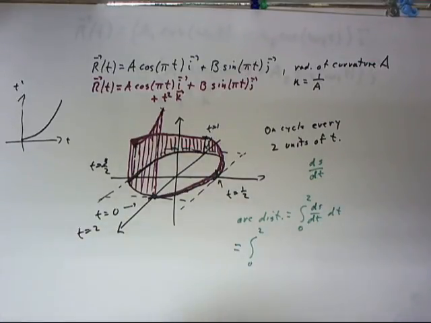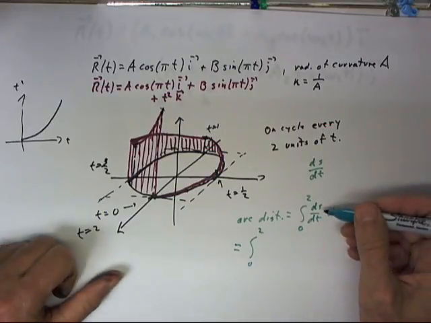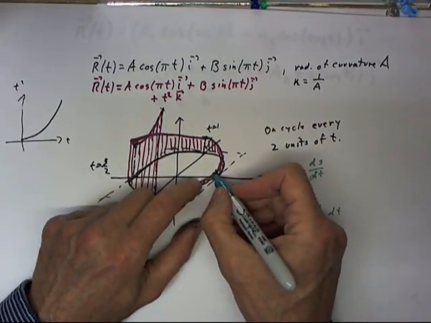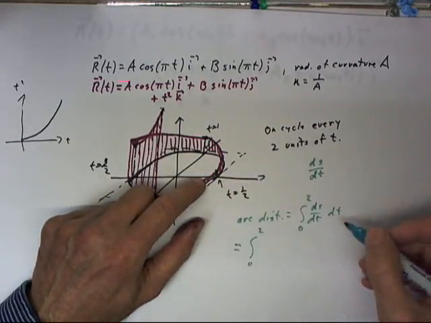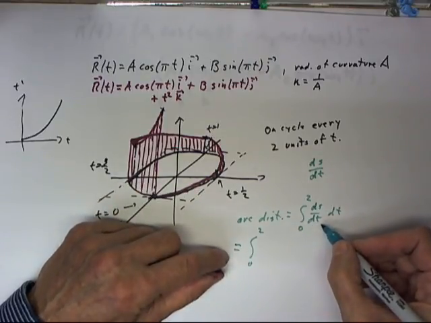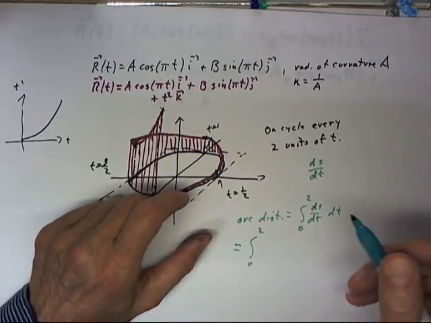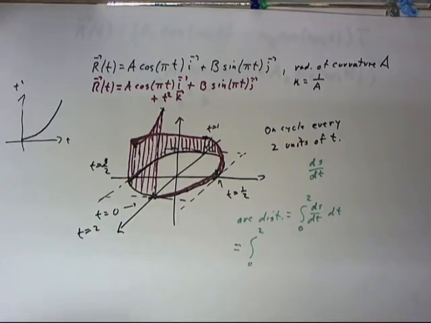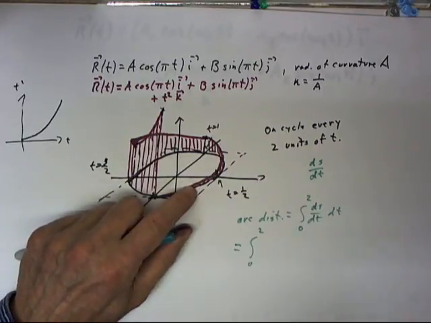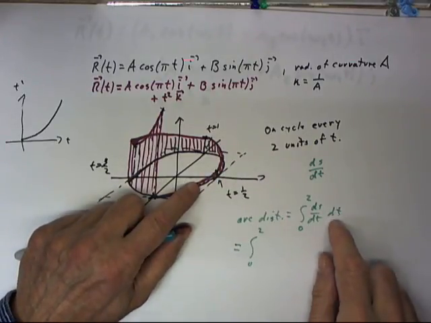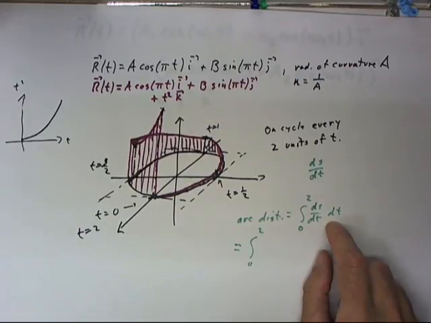What's ds/dt? That's the rate at which position, distance along the curve, is accumulated with respect to t. The key quantity there is how fast we are moving along the curve, so how far do we move in a time interval dt.